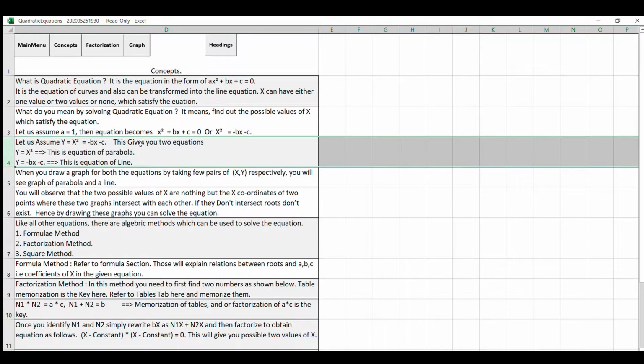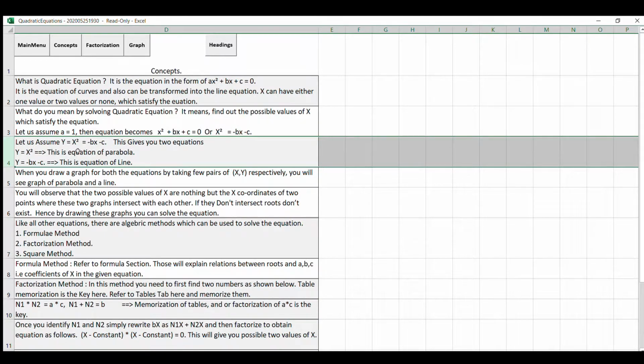Once you do that, just assume that x square is equal to y. So that is your first equation: y is equal to x square. And since x square is also equal to minus bx minus c, or minus b by a x minus c by a, that is your second equation. In this case, we have taken a is equal to 1, and that is the reason you got two equations: y is equal to x square and y is equal to minus bx minus c. Look at row number 4.